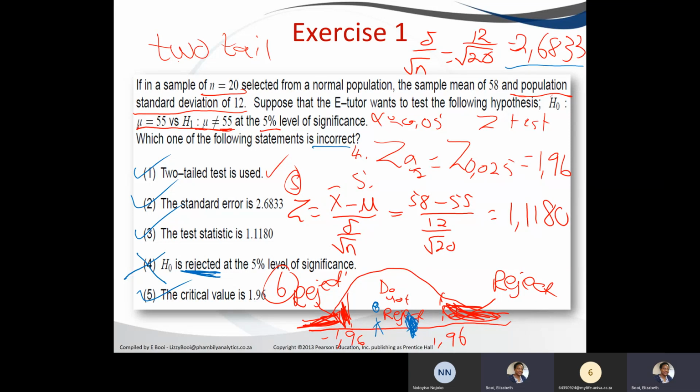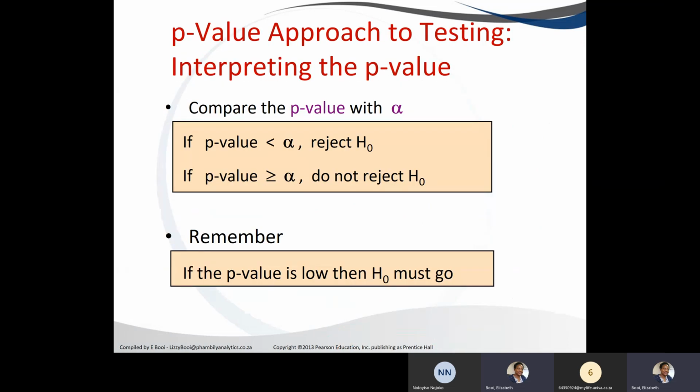Alternatively, if we're not using the critical value to make a decision, we can use the p-value. When we use the p-value, the decision is: if the p-value, which is our probability, is less than the alpha value, we reject the null hypothesis.